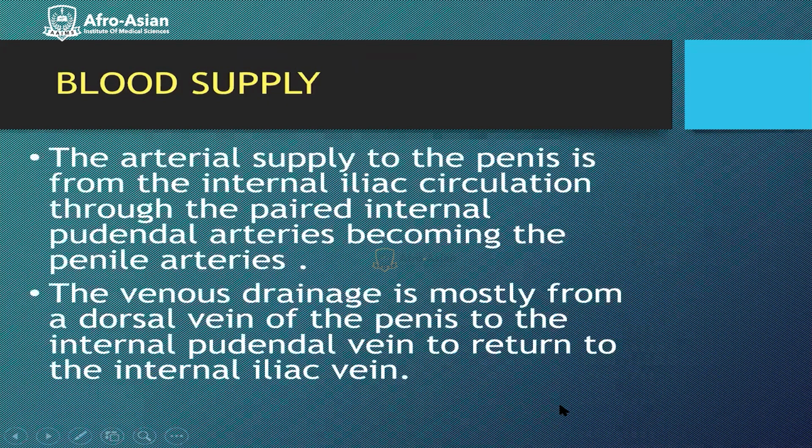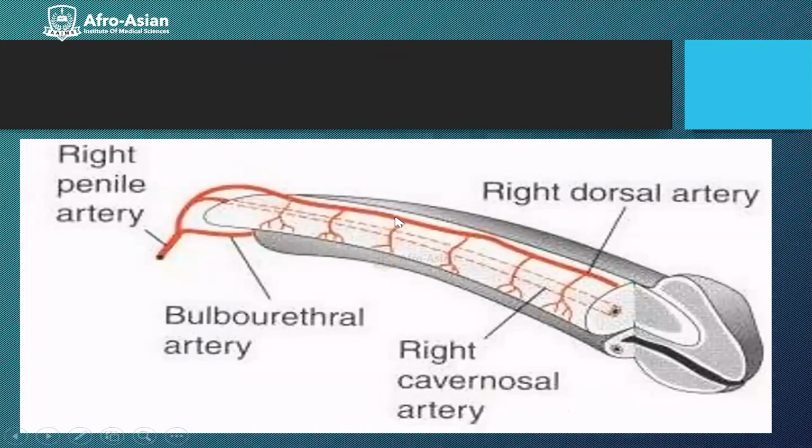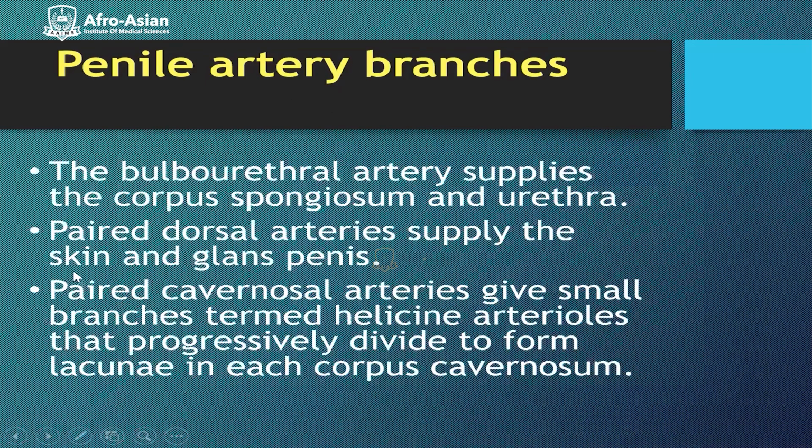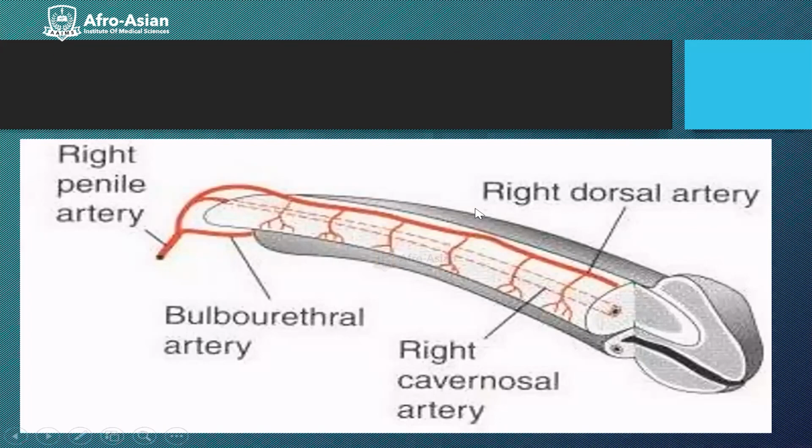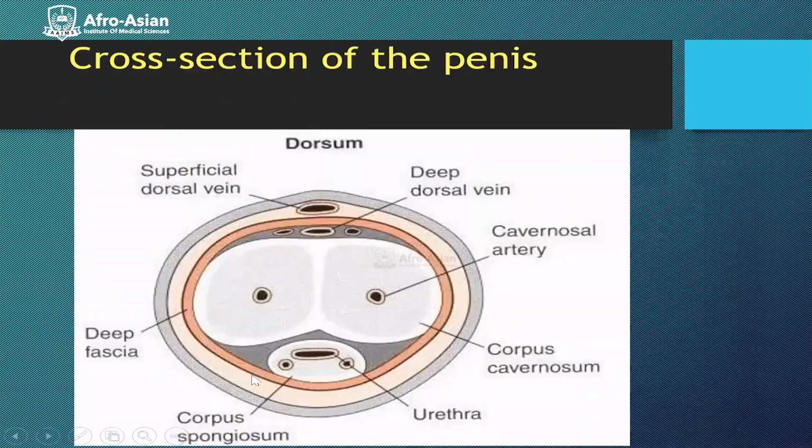Here is the right dorsal artery. This is the right penile artery, the dorsal and bulbourethral artery. From the dorsal, there are the cavernosal arteries. The penile artery branches. The bulbourethral artery supplies the corpus spongiosum and urethra. So it supplies this area.